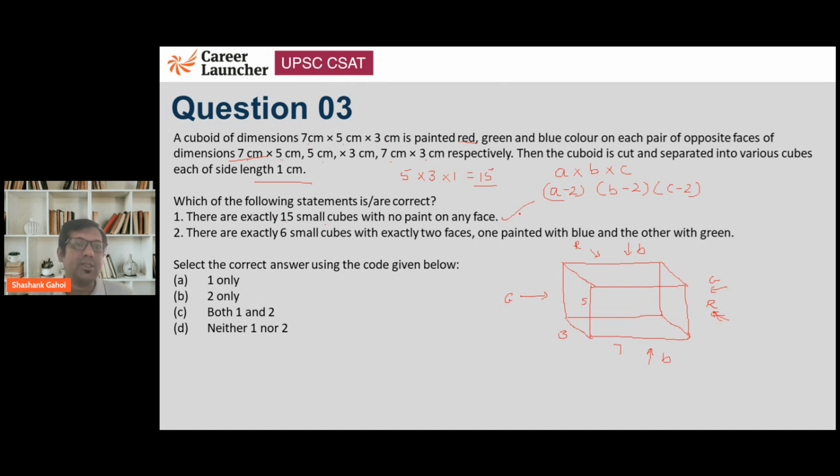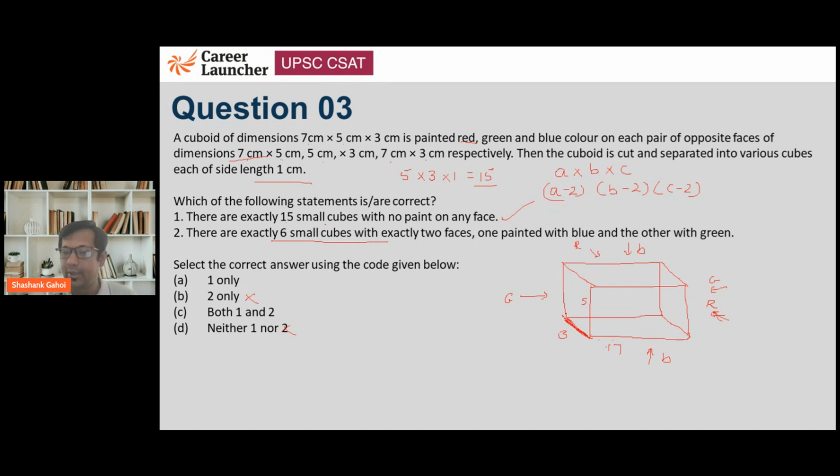So this statement is true. If the first statement is true, then the second is false. This is also false. Now I need to check the second one. There are exactly 6 small cubes with exactly 2 faces painted, one painted with blue, another painted with green. So blue and green should be here. Because the bottom one is blue and this side one is green, so you are going to get blue and green over here.